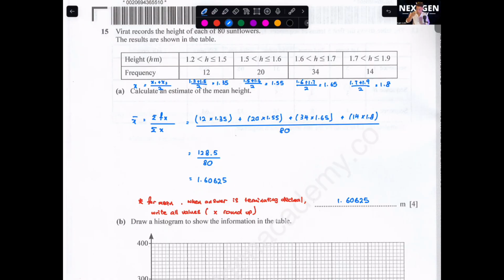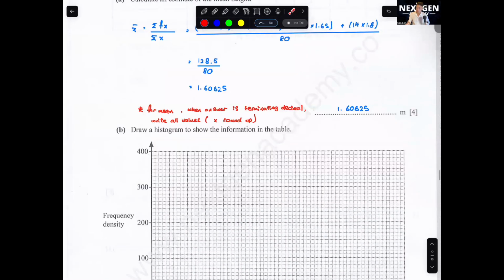But there's a disclaimer. I think it's also quite subjective. If you write 1.60625 first, then you round it up, they say they still accept it. Just that if you straight away write 1.61, they will minus your mark. Okay, let's go to the next one.